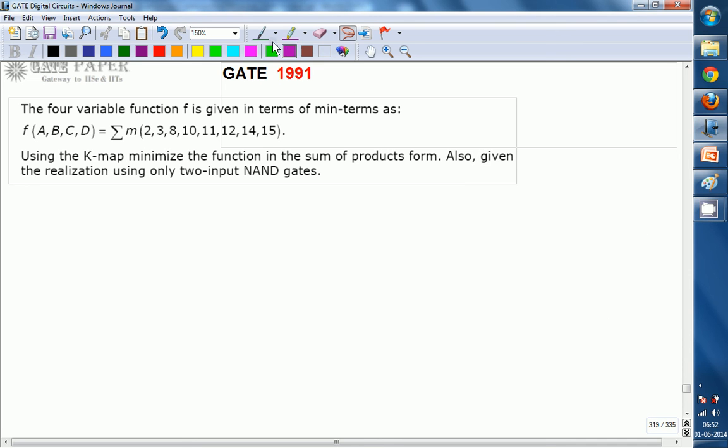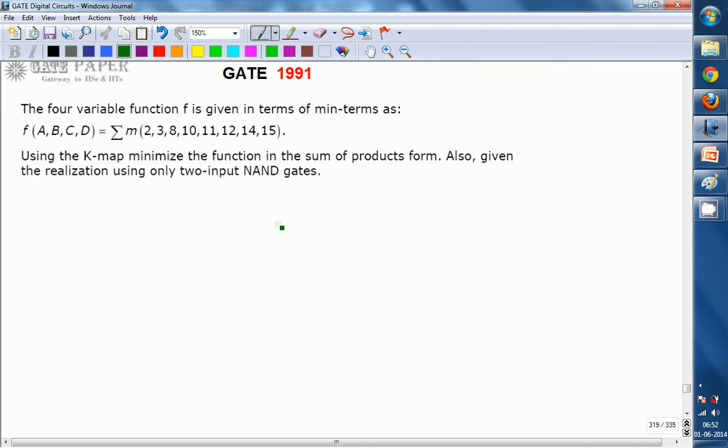Hello, we are discussing the GATE 1991 ECE paper, and this question is related to digital circuits. This is a 5 marks question that came in 1991. The 4 variable function f is given in terms of minterms.